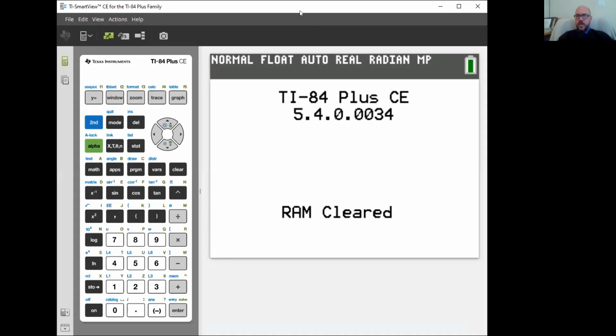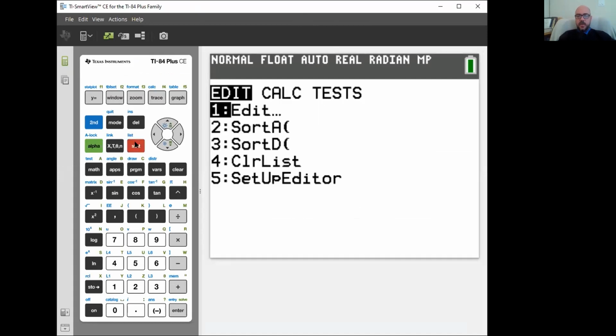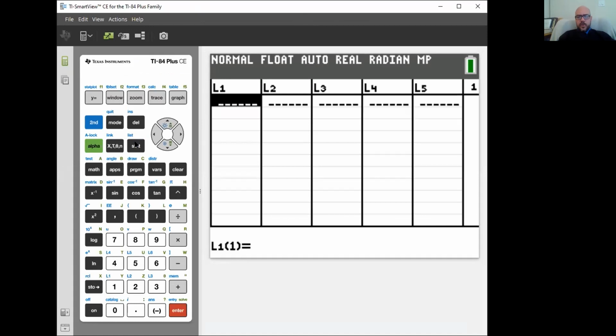All right, so here's my TI-84. I'm going to do the same thing I did before. I'm going to put in my data. So now, if you recall, the place you put in data in the TI-84 is stat and edit. That's the lists. So I'm going to hit the stat button and then go to edit, which is the first one. And then I'm going to put in my values. So -3, -1, 0, 4, 7, and 9.